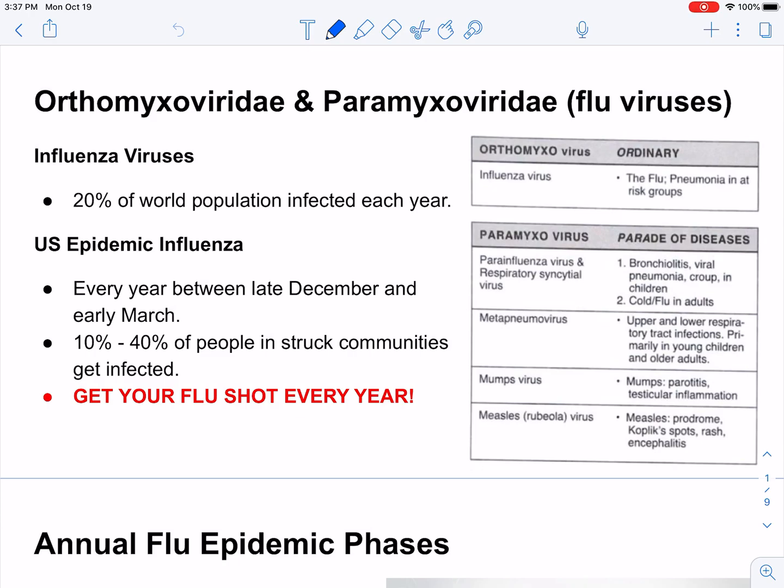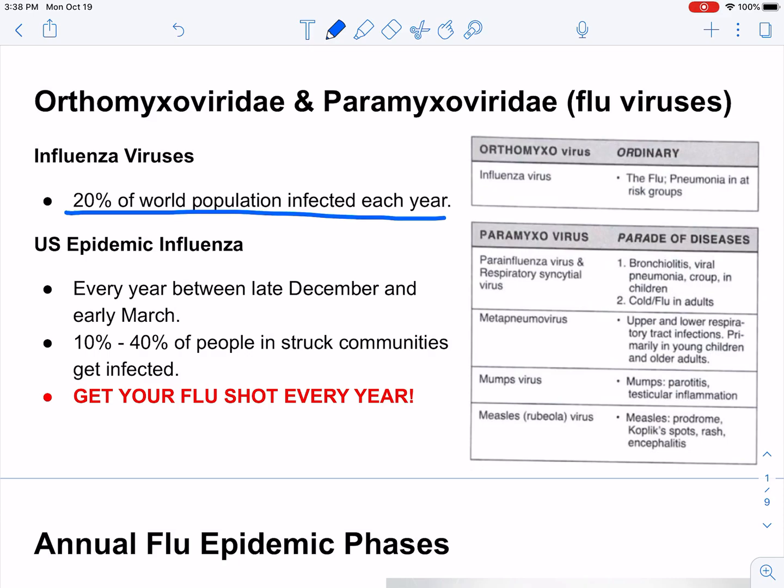I'm going to use these slides to introduce the influenza virus and Gladwin Chapter 24. So we're all familiar with the flu. Most of you have probably had it before, but it really is no joke. 20% of the world population gets infected with some sort of influenza virus every single year.